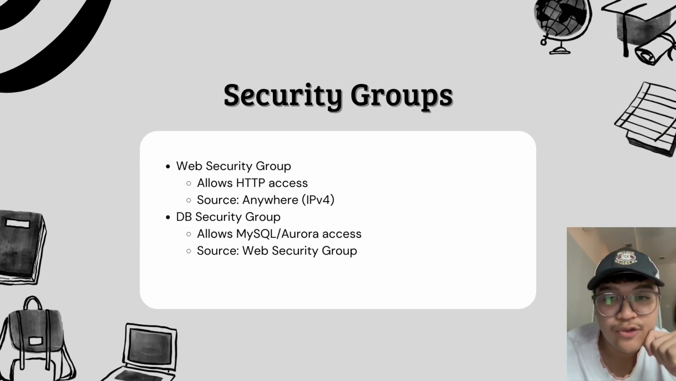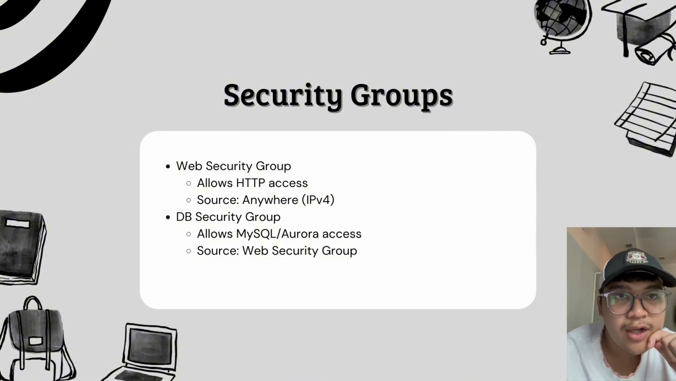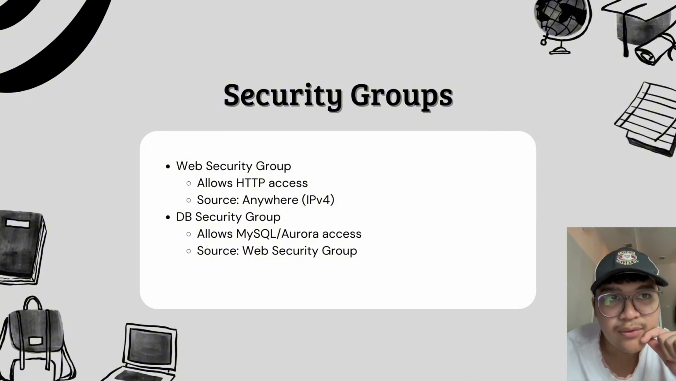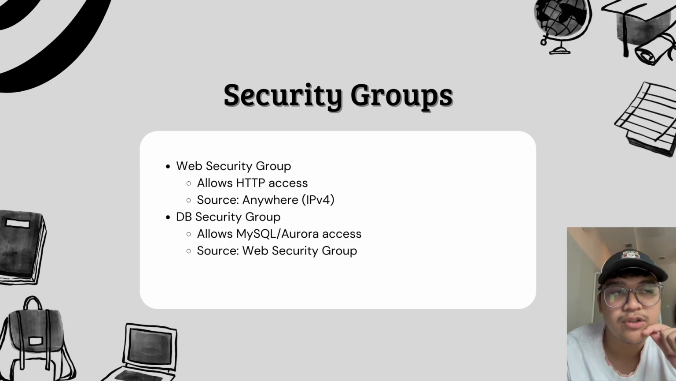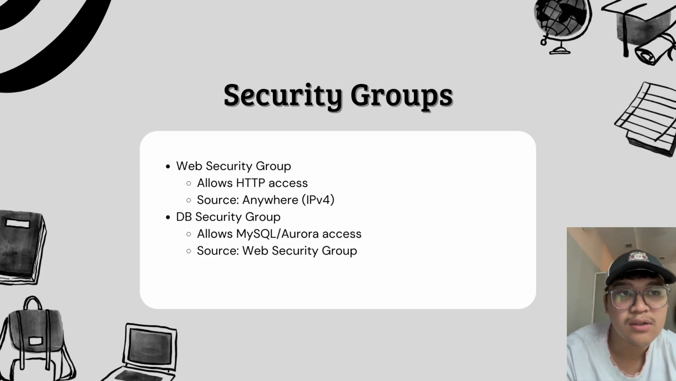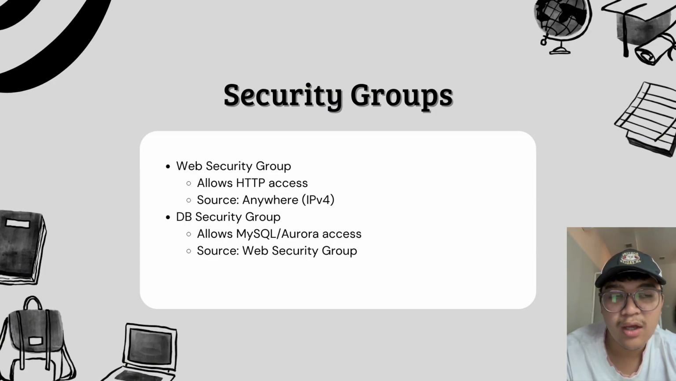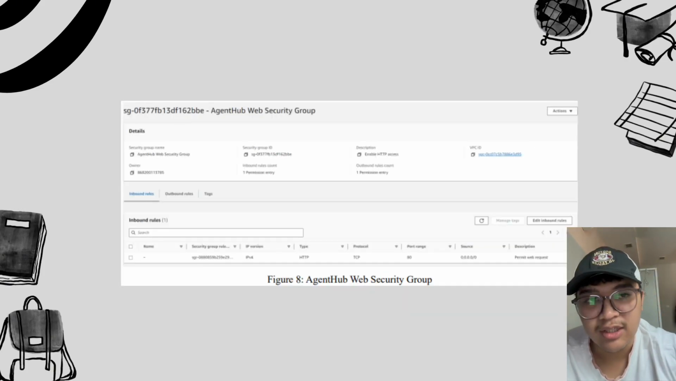Okay, next, security groups. To regulate traffic and enhance security, we configured security groups for different components of our infrastructure. The first one is a web security group, and it allows HTTP access from anywhere for web servers. The second one is a database security group, which allows MySQL or Aurora access, but only from the web security group, ensuring that only the web server can communicate with the database.